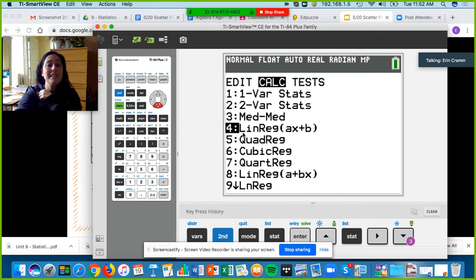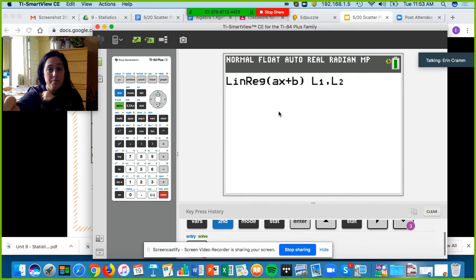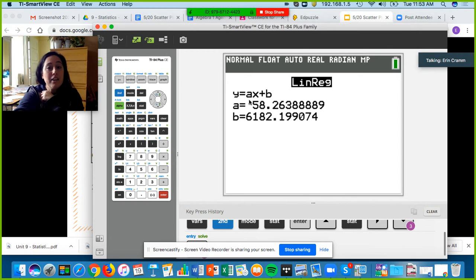So for where it says lin regress, you see there's quadratic and other types of regression models, but we are only focusing on linear regression. We're going to press enter, enter, enter, enter. These are list 1 and list 2 that we input. Calculate, enter. And here is our linear regression equation.